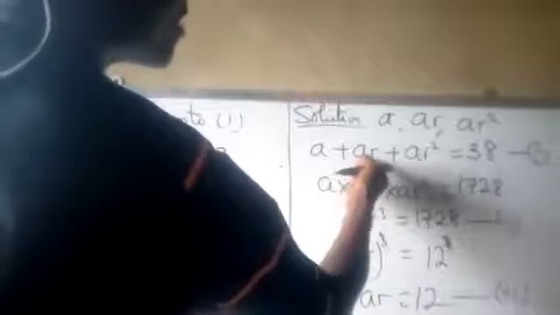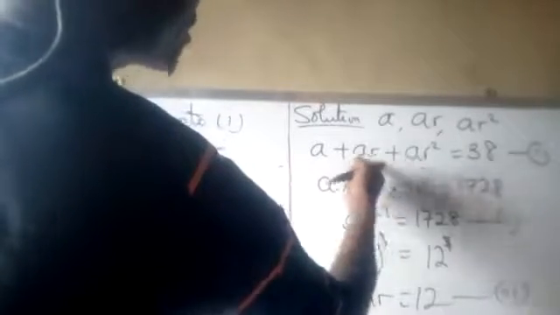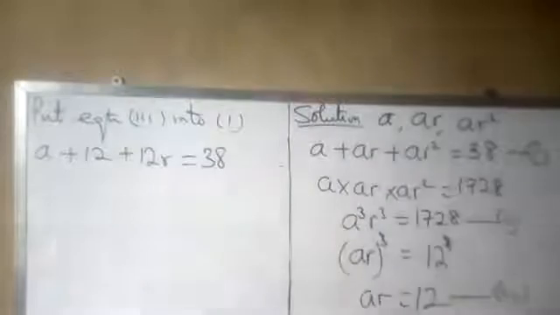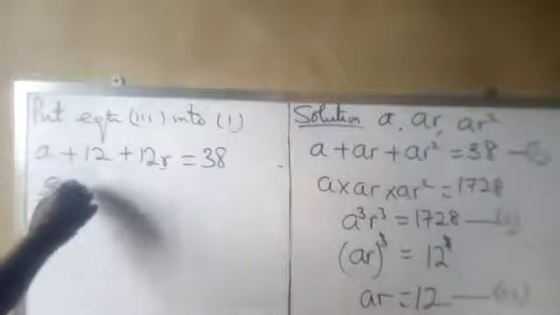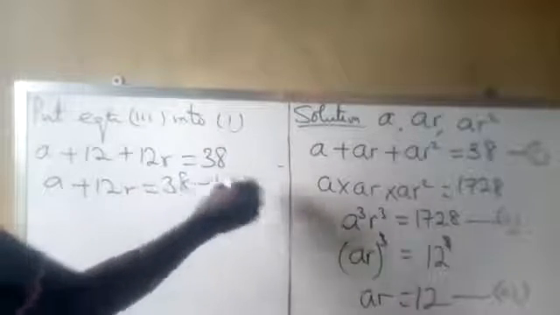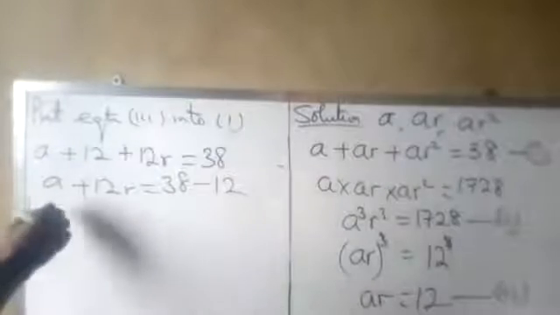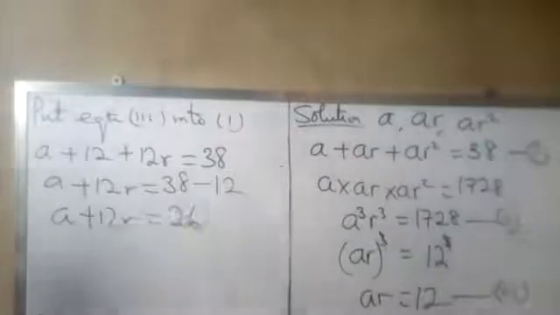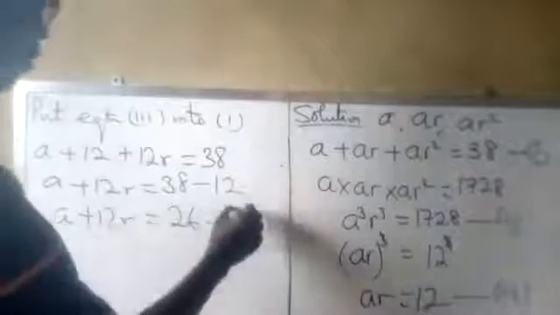If AR is 12 and we have AR squared, that means multiplying what we have by R will give us this. So that is 12 times R gives us AR squared. Okay? So with this, we can have A plus 12R is equal to 38 minus 12. So that will be what? A plus 12R is equal to 26. So this one has given us equation 4.